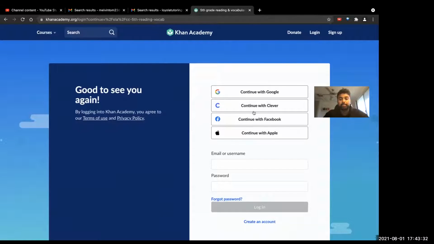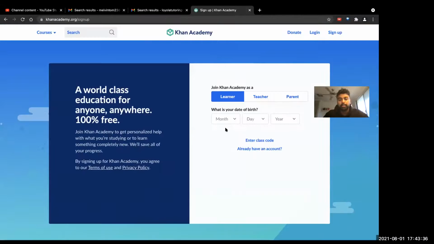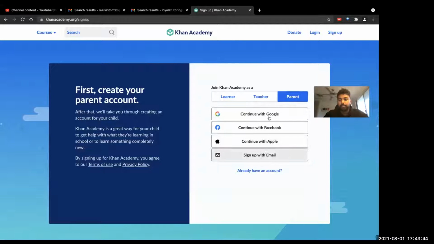So you go to Khan Academy, and let's say you want to create an account. You create an account here and then you can join as a learner, teacher, or parent. For example, if your parents would like to see how you guys are doing, they can click parent and sign up. They can sign up with email, their Apple ID, Facebook or Google. Once they've signed up, they can make an account for you so they can see how you are doing as well.